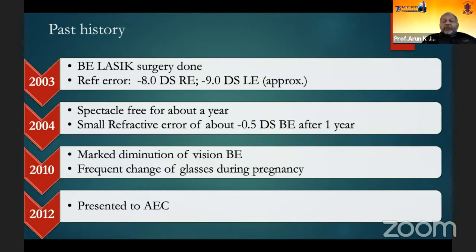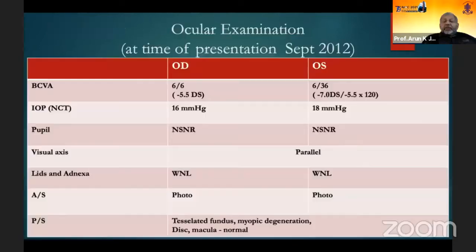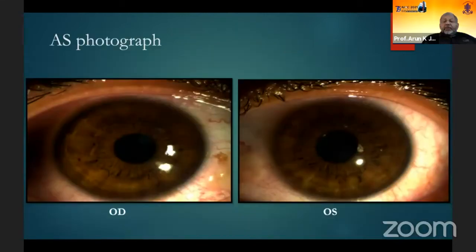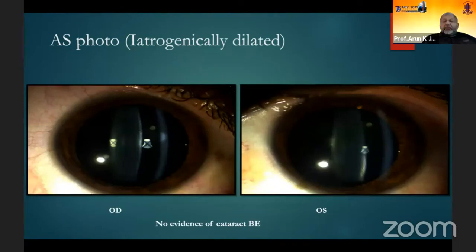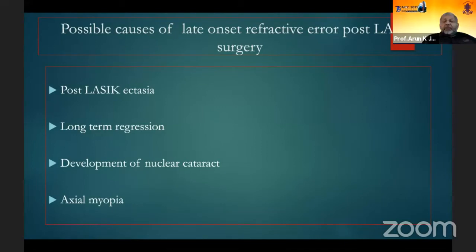by 6 in the right eye and a refractive error of -5.5 myopia, and -7 with a very high cylinder in the left eye with the best acuity of 6 by 36. And on clinical examination, gross examination, you don't see anything grossly, and on slit lamp examination, you don't see any evidence of cataract. So the possible diagnosis she put together was, it could be either post-LASIK ectasia or a regression, or it could be because of nuclear cataract, or it could be axial myopia.